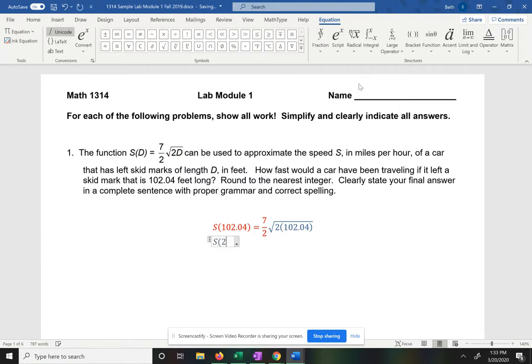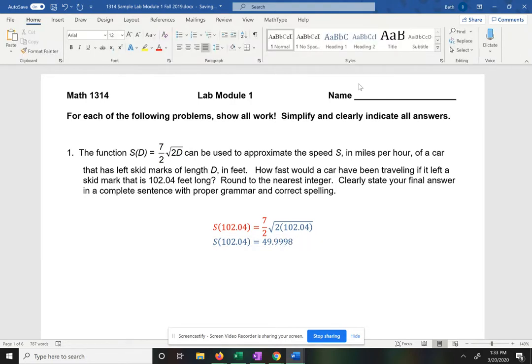So I've got S of 102.04 equals, and once I put that into my calculator, I have 49.9998. And that unit was miles per hour. And then I want to round to the nearest integer, so that's 50 miles per hour.